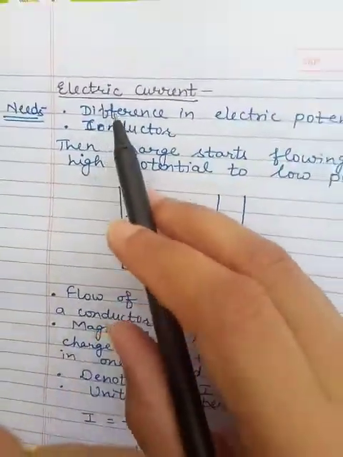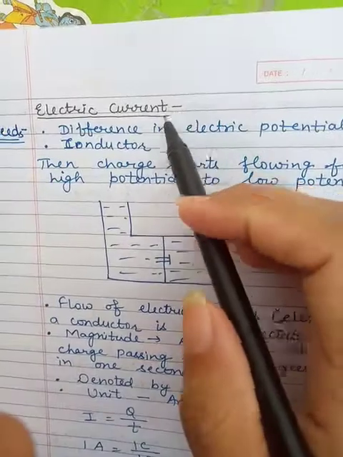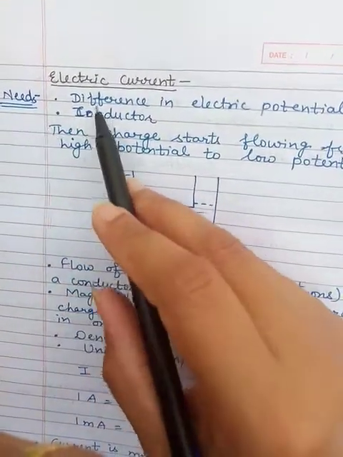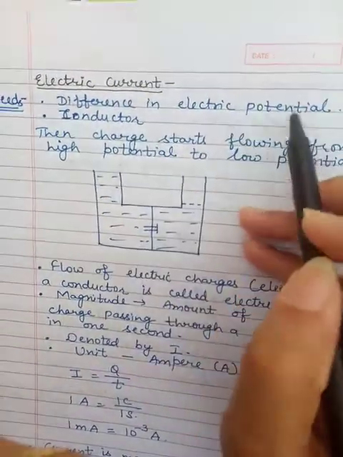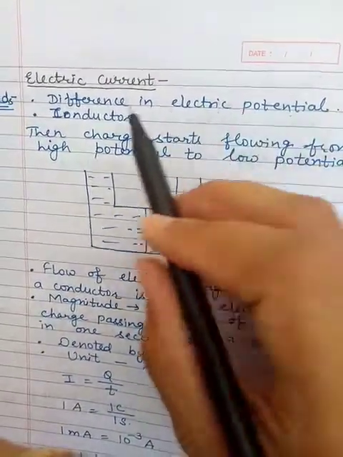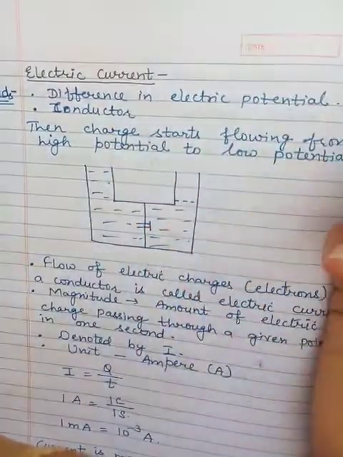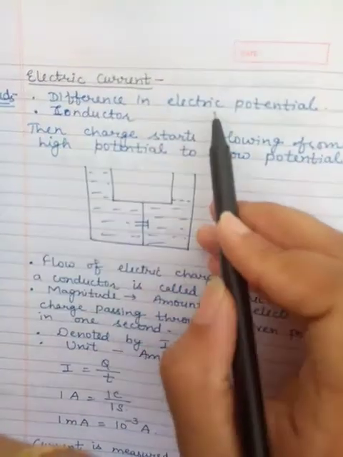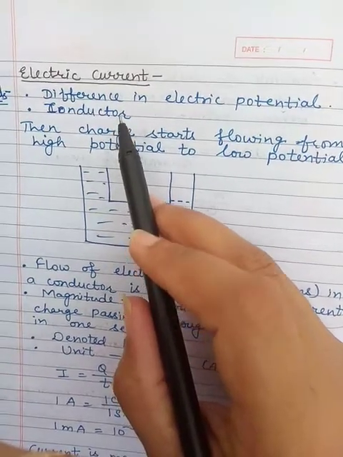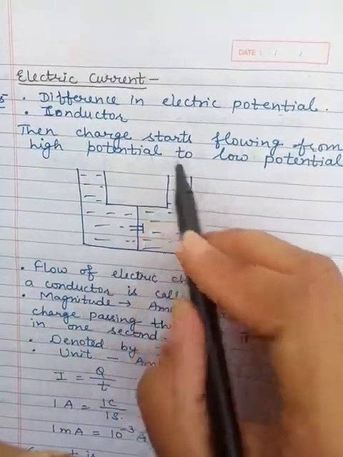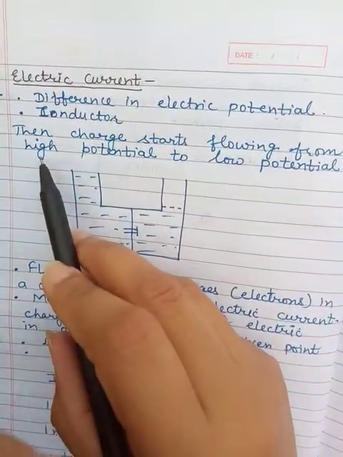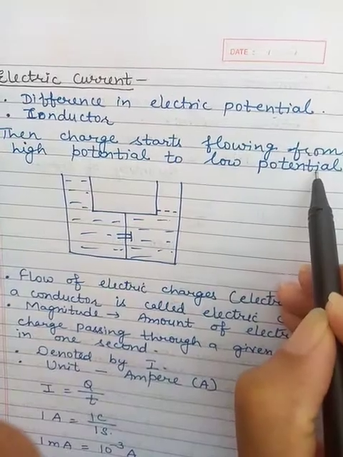Now this is the electric current. To flow the electric current, we need mainly two things: the difference in the electric potential and the conductor also. If there is no electric potential difference, then the electric charge cannot flow. So when there is an electric potential difference and there is a conductor, metallic wire or any conductor, then the charge starts flowing from high potential to low potential.